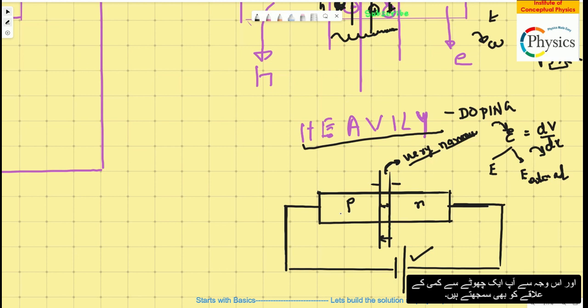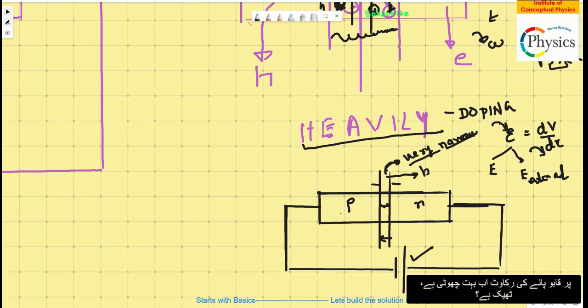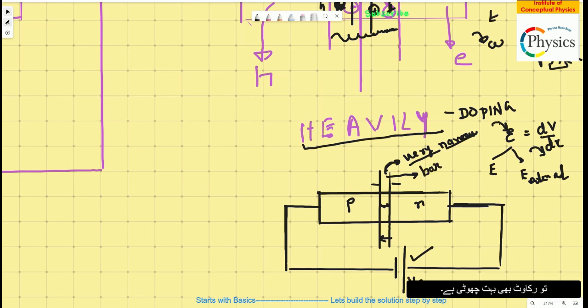And therefore, you also understand a smaller depletion region also means that the barrier is very small, right? The barrier size has gone down. So even the resistance is low. The barrier to overcome is very small now.